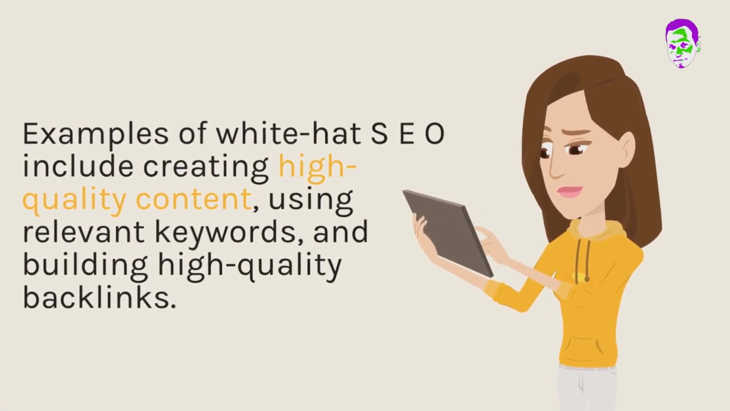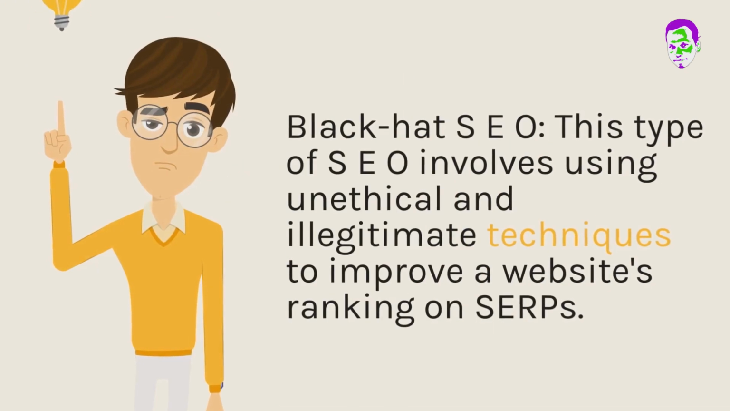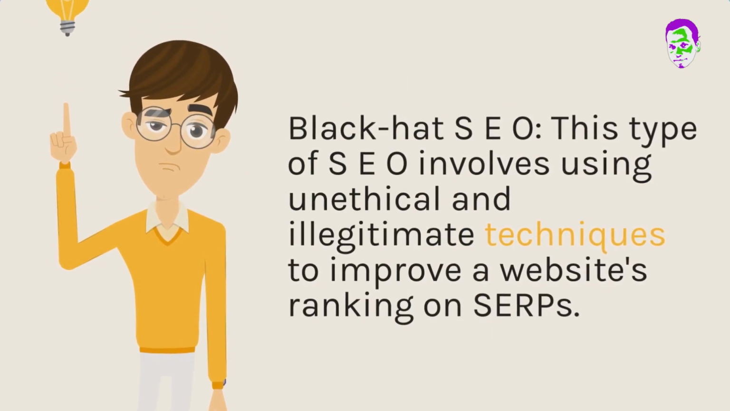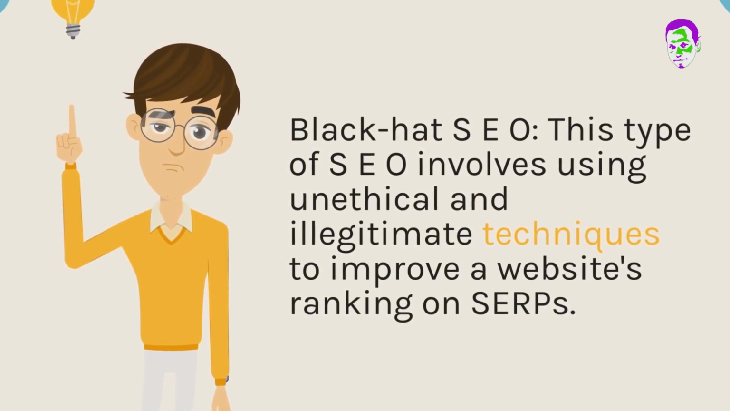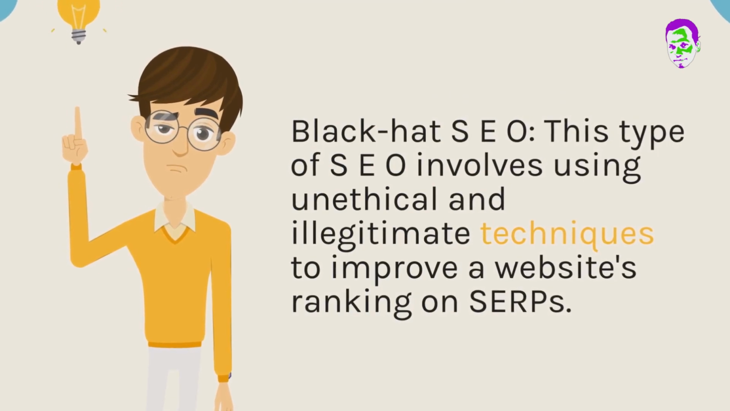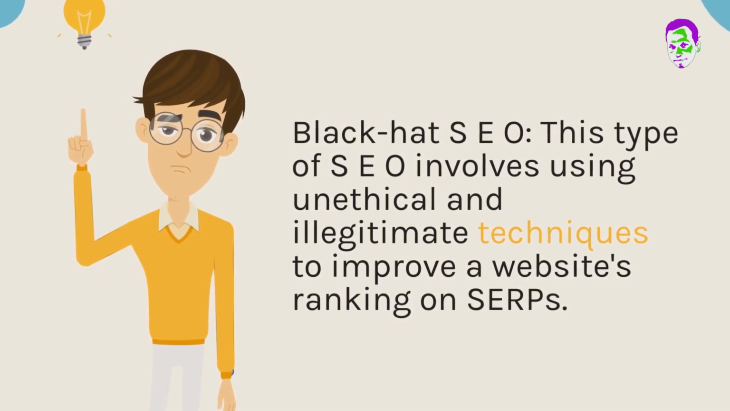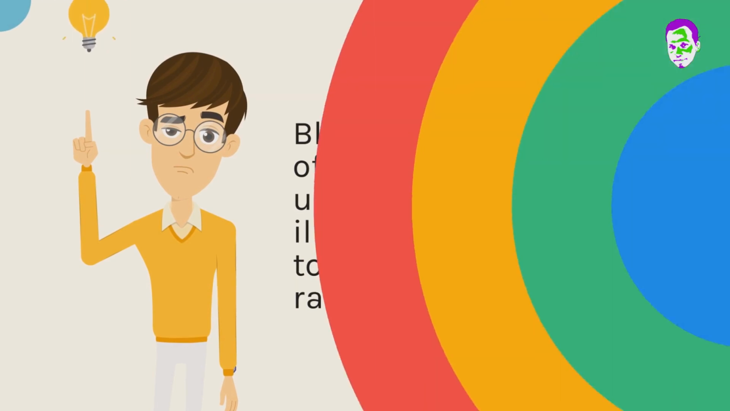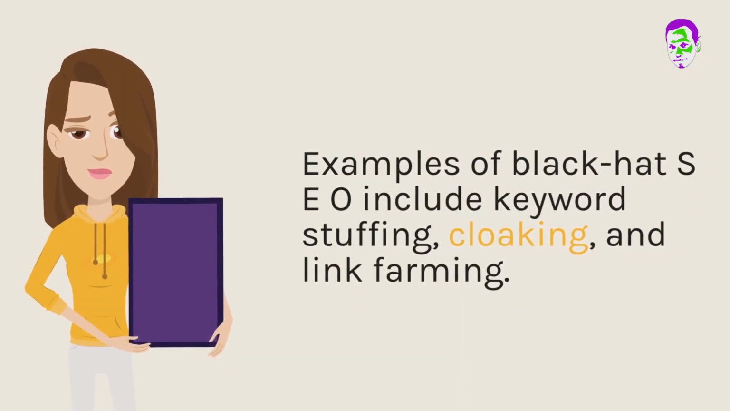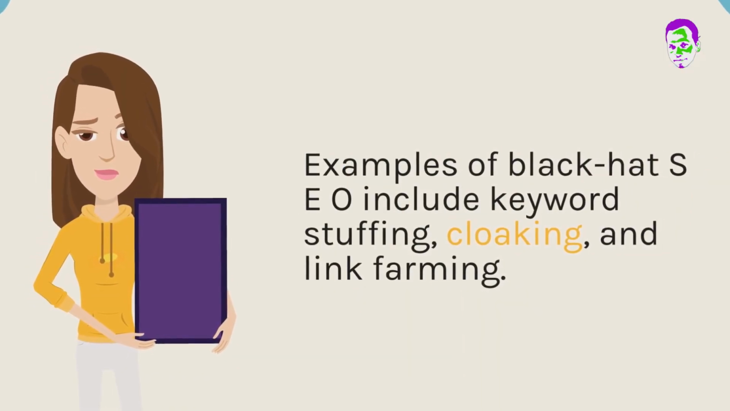Black hat SEO. This type of SEO involves using unethical and illegitimate techniques to improve a website's ranking on SERPs. Examples of black hat SEO include keyword stuffing, cloaking, and link farming.